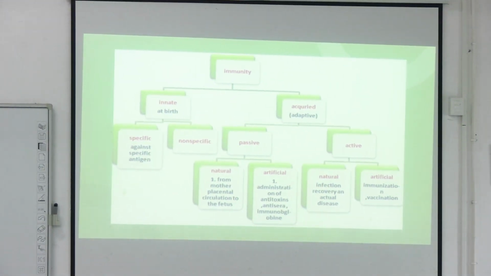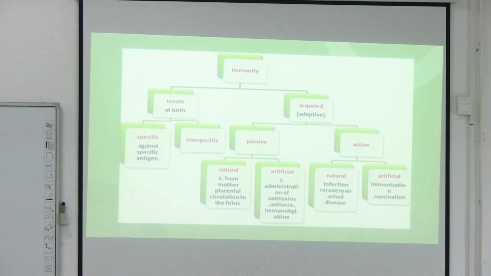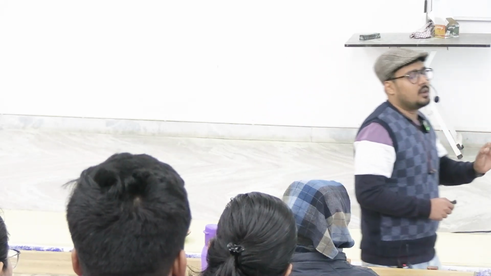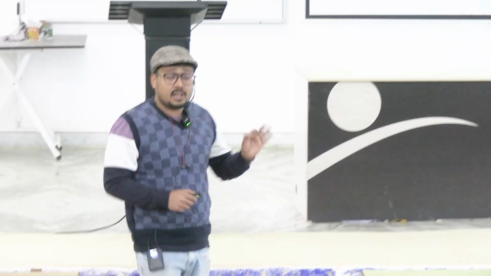Next, active immunity, natural occurrence, is caused by the infection or recovery from an actual disease like dengue. Many people may be infected by the dengue virus, and in response to the dengue antigen, the NS1 antigen that has been widely screened in dengue season in laboratories, the antibodies IgG and IgM are formed against the actual antigen of the disease.